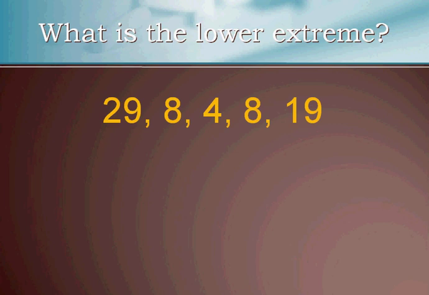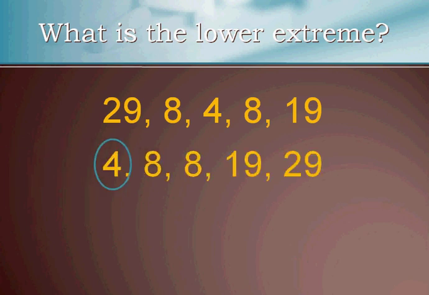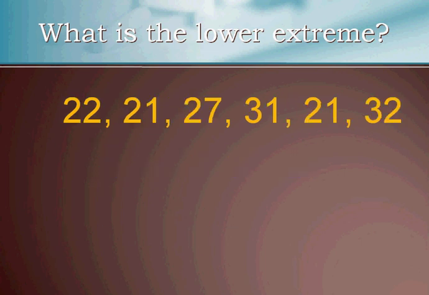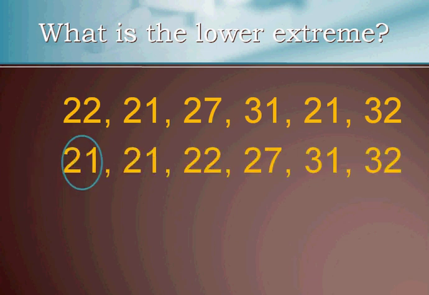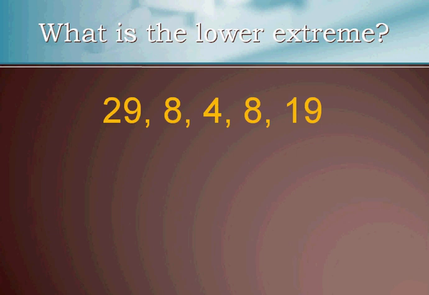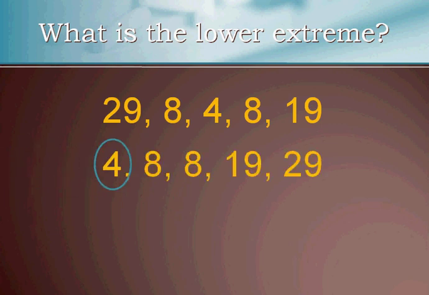What is the lower extreme? Put the numbers in order. The lower extreme is 4. The lower extreme for this set of data, put the numbers in order, and 21 is the number with the least value. Again, numbers in order, and 4 has the least value.